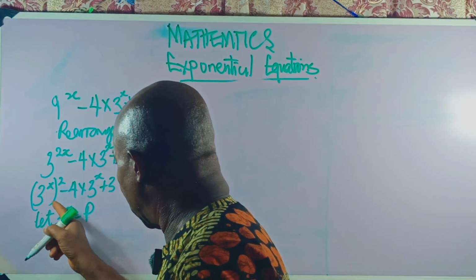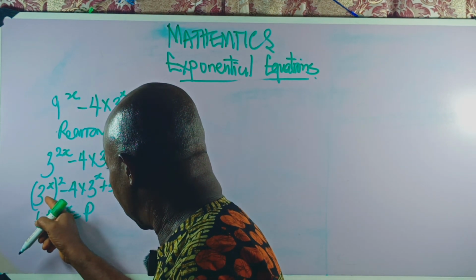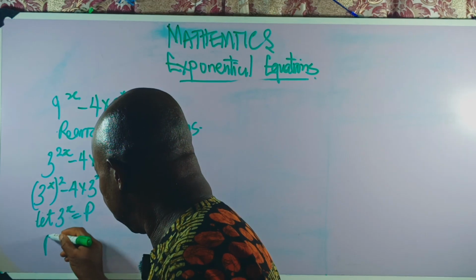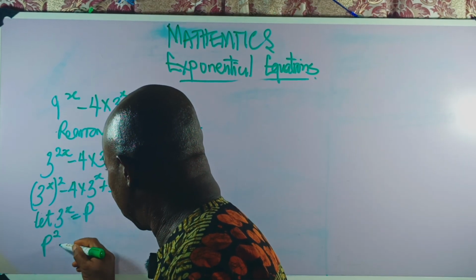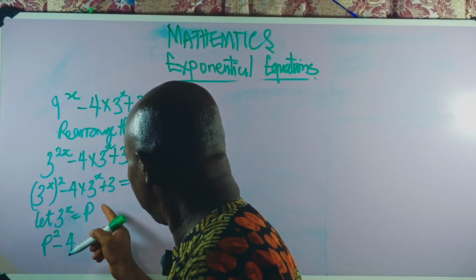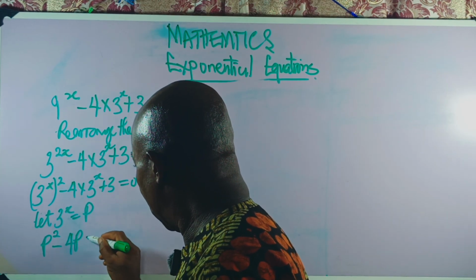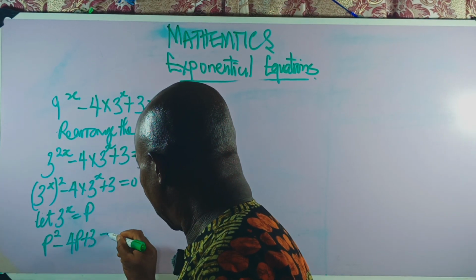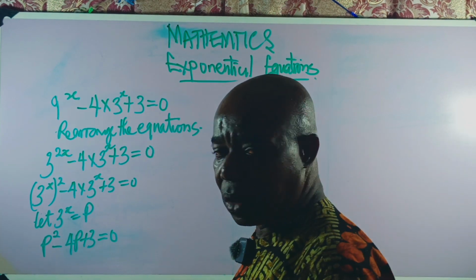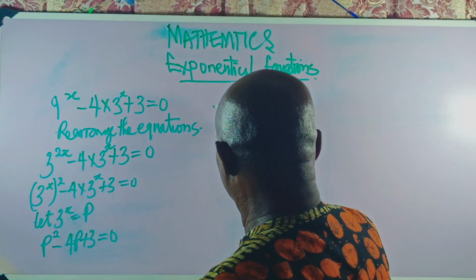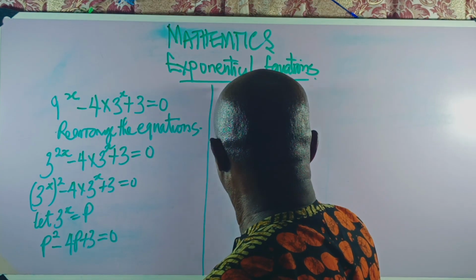And once I do that here, I will see p here. I will see 3 raised to power x here, so I put my p. So it becomes p squared minus 4. I will see 3 raised to power x, which is the same thing as p. And this is plus 3 equals to 0. So as I get this, I will now factorize.